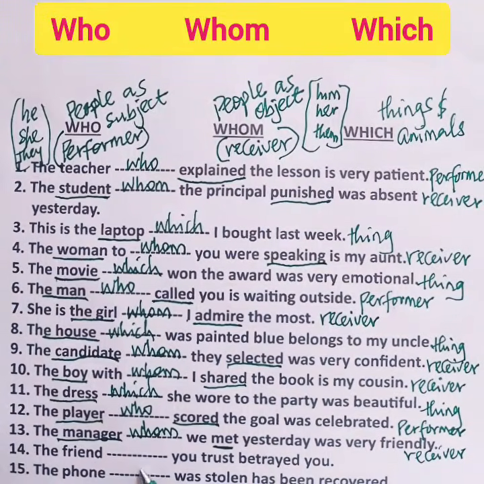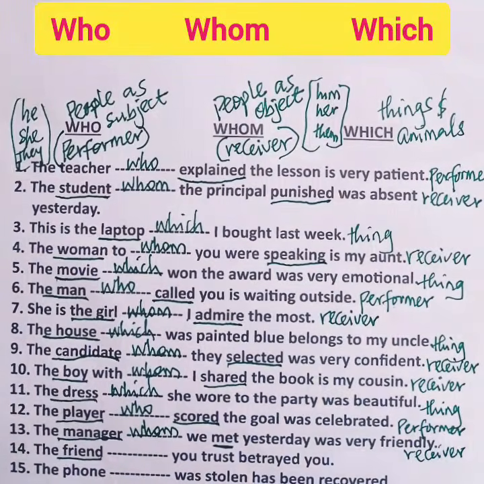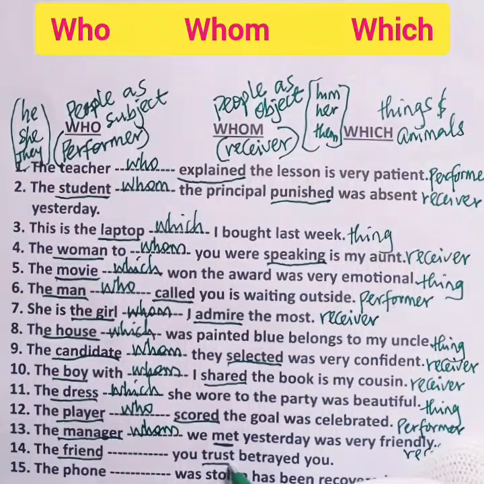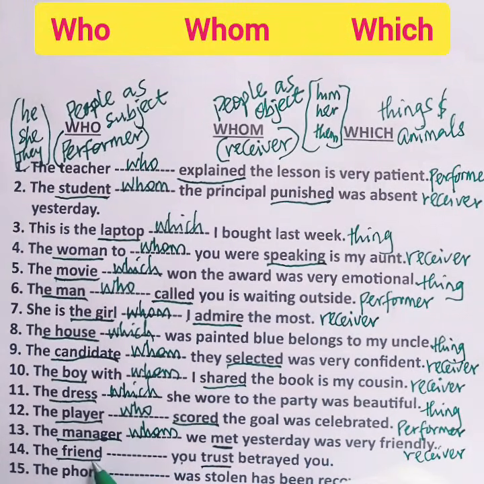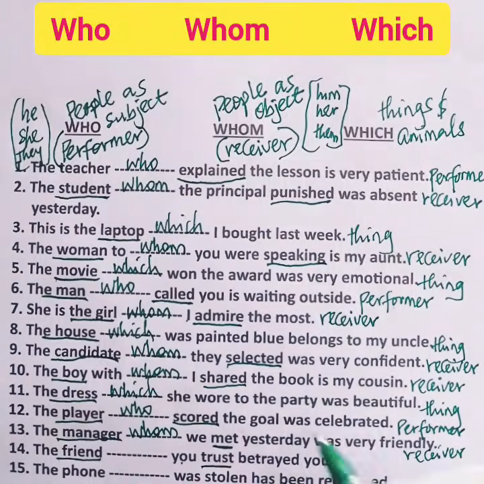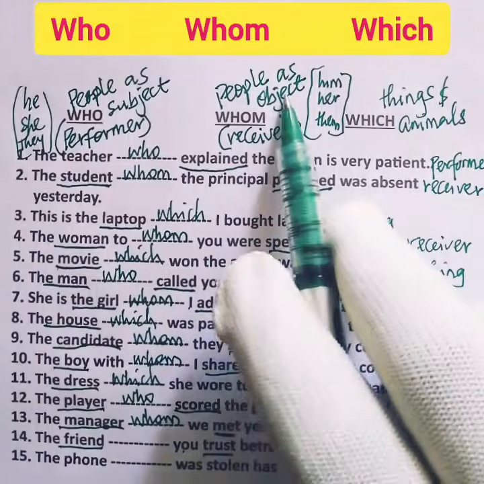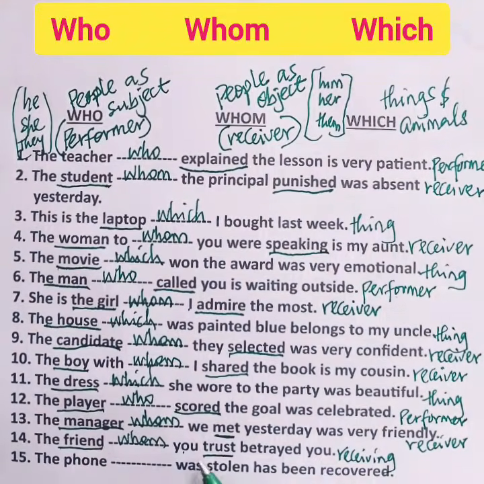14. The friend blank you trust betrayed you. Here is the key word friend. And what is the action in the sentence? Trust, the first action. Now, who trusted? You. And who was trusted? Friend. So friend is not performing action. Friend is receiving action. So it is the object in the sentence. Whom is the correct word. The friend whom you trust betrayed you.